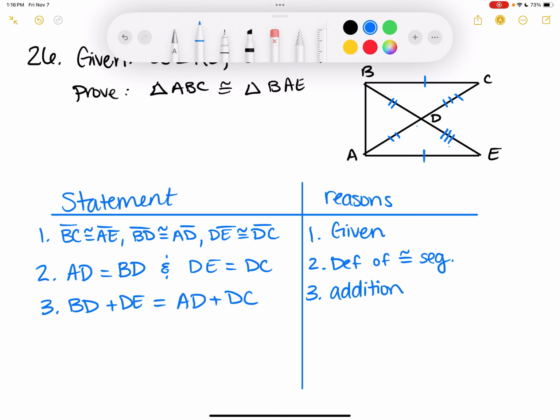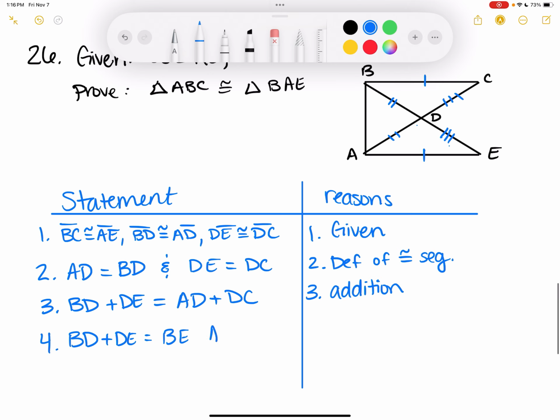Now, what's true about this altogether then? If I just am looking at BD plus DE, what does that equal to? Yep, BD plus DE equals BE. And then I can do the same with this other one. I can say that AD plus DC is equal to AC. What allows me to do that?